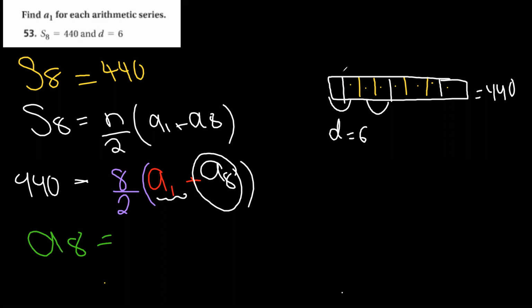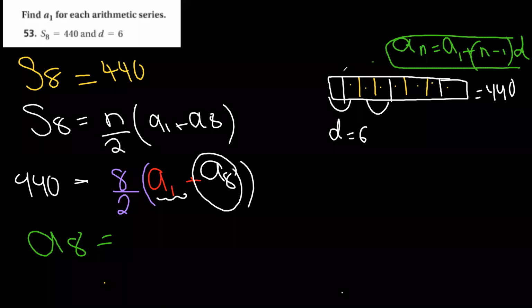So A sub 8, going back to the explicit formula of the arithmetic series: A sub n is A1 plus n minus 1 times D. This is my explicit formula for the arithmetic sequence. I will use it here to find A sub 8. It will be A sub 1 plus n minus 1, which is 7, times D. What is D? It is 6.